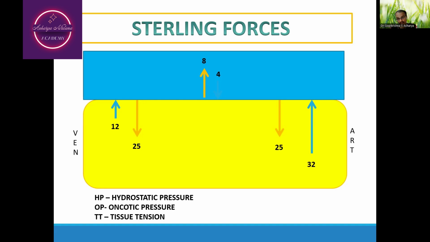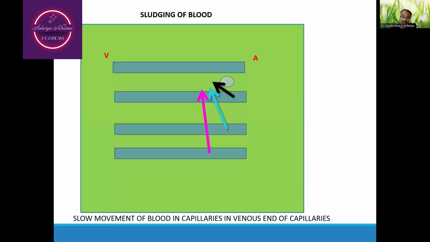When the fluid is moving across the capillary, there will be a summating effect. Thereby, the fluid will move from the capillary to the interstitial space at the arterial end, and the fluid will move from the interstitial space to the capillary at the venous end. So this is responsible for the movement happening slowly at the venous end. This is what we can call sludging of blood.